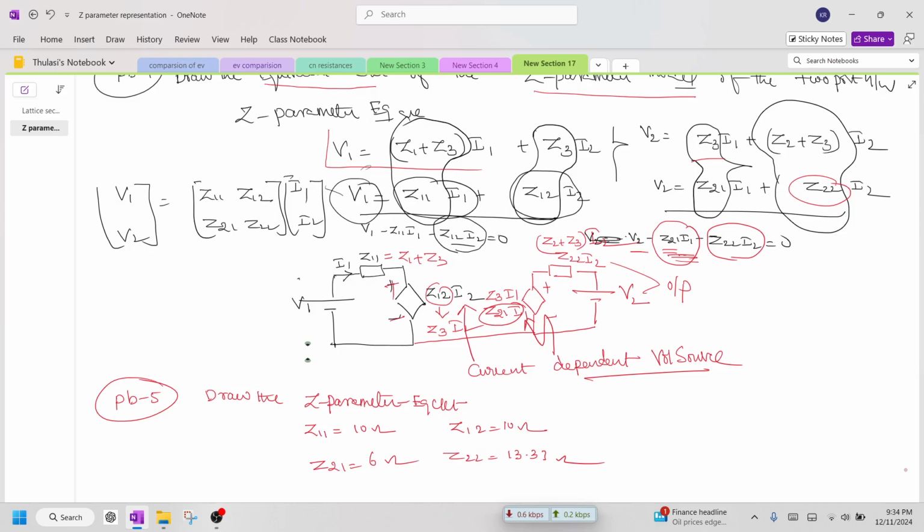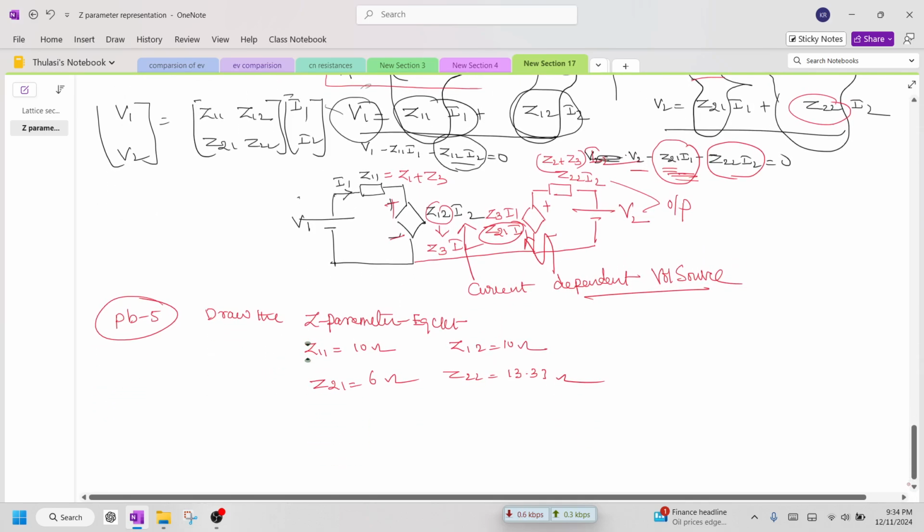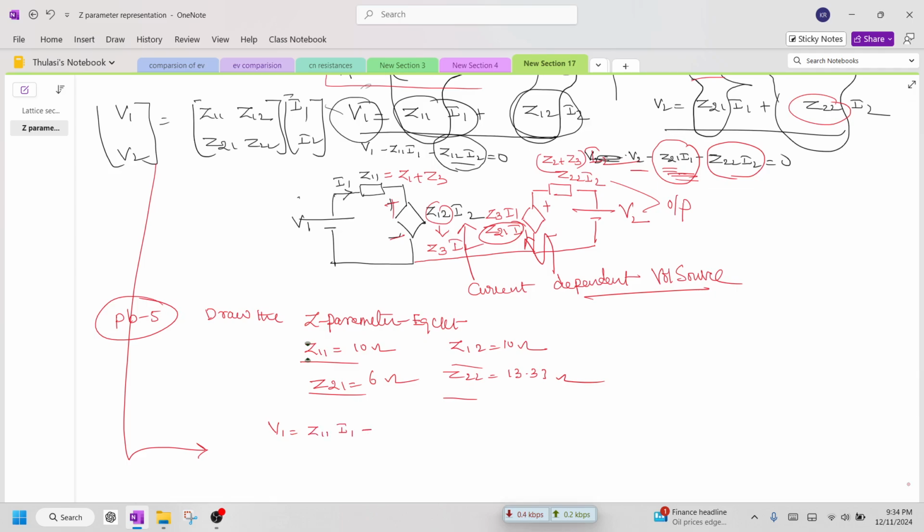So same, whatever they have given there is also the same. I will repeat the things in a clear fashion to help you understand. So these are the values given. Now let's try to write down the standard format. What are the standard equations of V1 and V2? V1 is equal to Z11 I1 plus Z12 I2 is one equation. The second equation is the V2 equation.